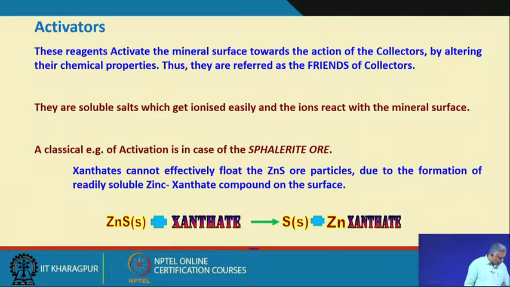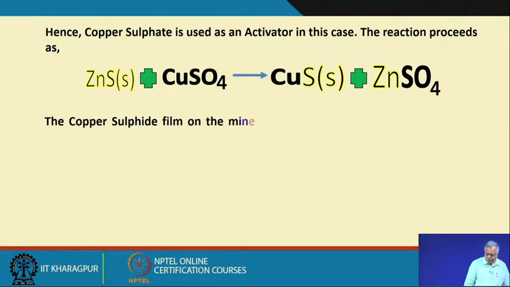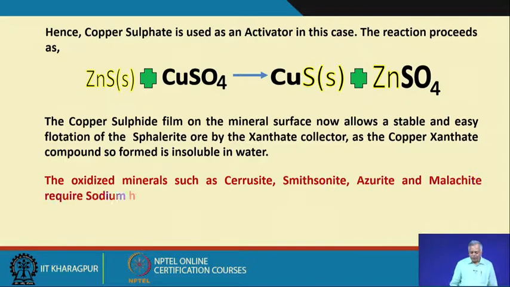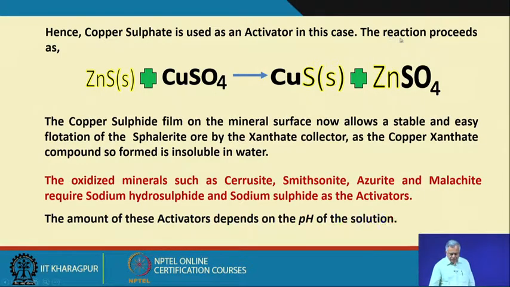Now, how do I improve on this? Copper sulphate is therefore used as an activator in this case, and the reaction now proceeds as ZnS plus CuSO4 gives ZnSO4 plus CuS. Now, this copper sulphide film on the mineral surface allows a stable and easy flotation of the sphalerite ore by the xanthate collector, as the copper xanthate compound so formed is insoluble in water.